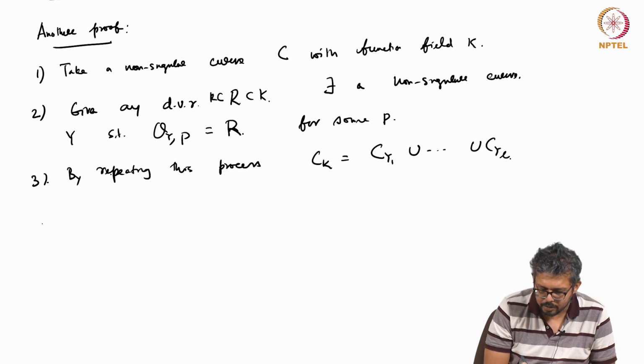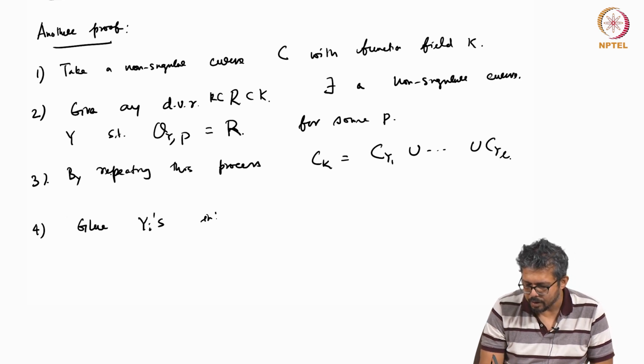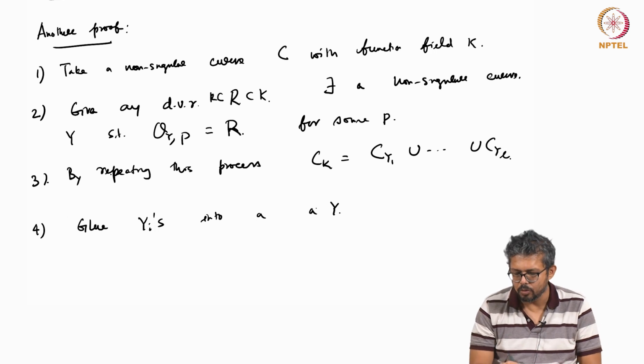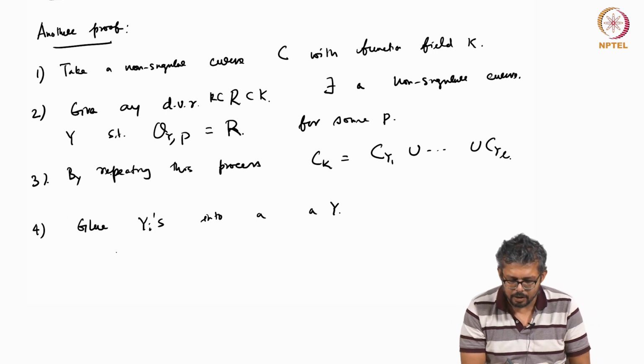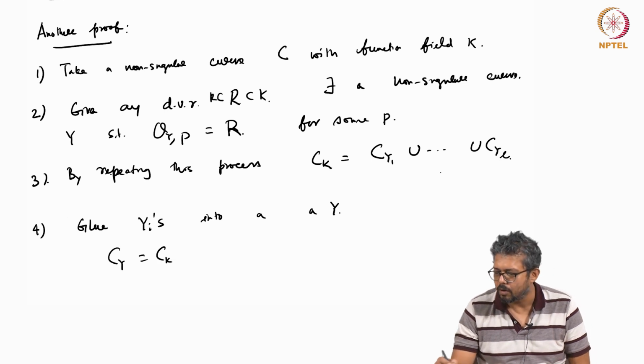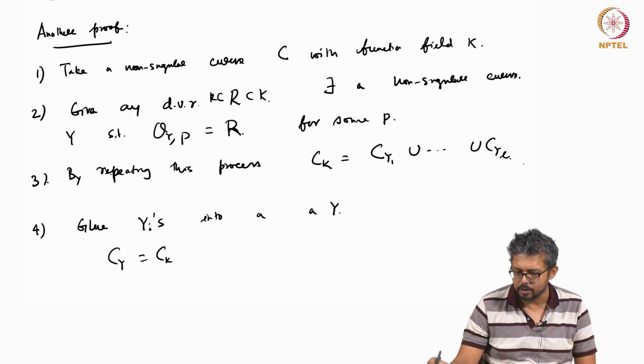So now one can glue. So it is possible to glue the Yi's into a curve Y. When you consider the function field of Y, you will get K back, because all the DVRs are already there in the CY1 and CY2.